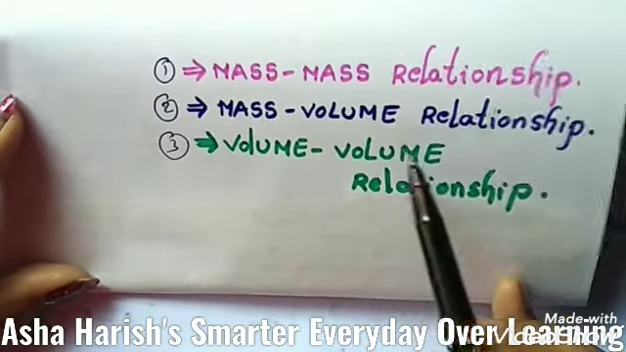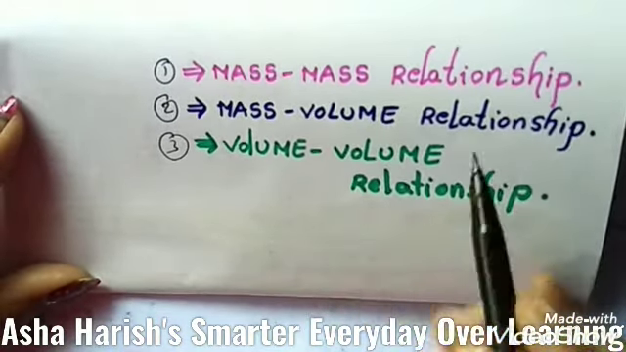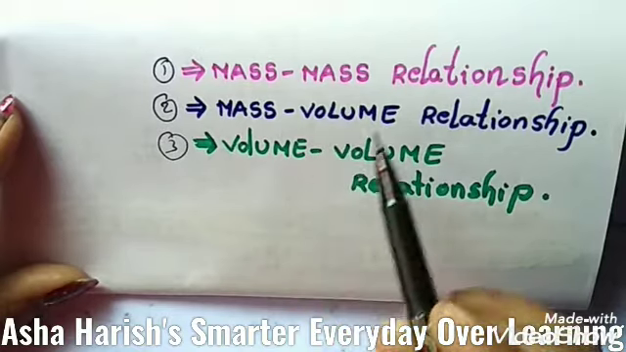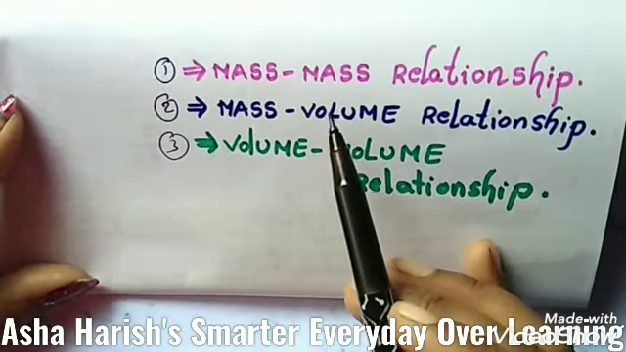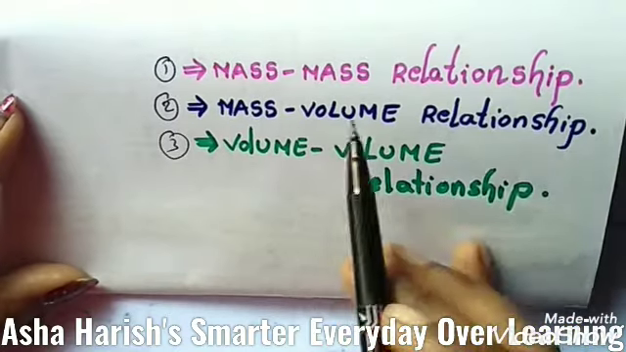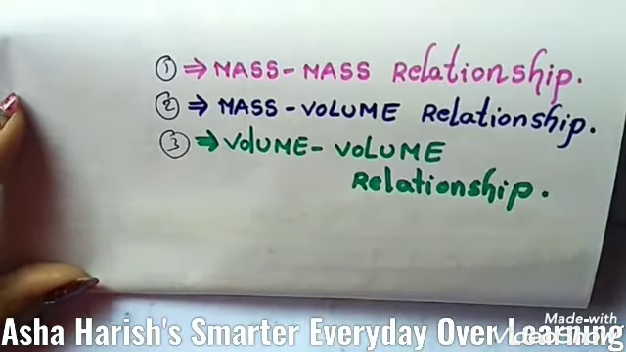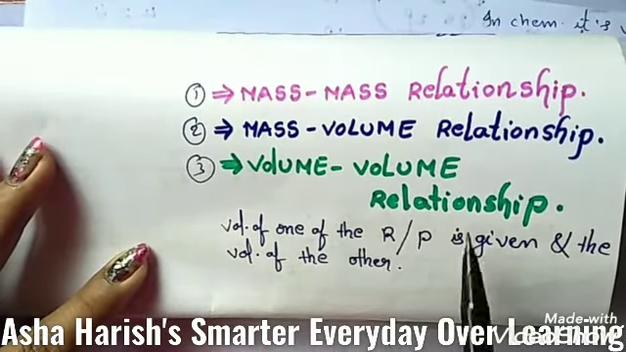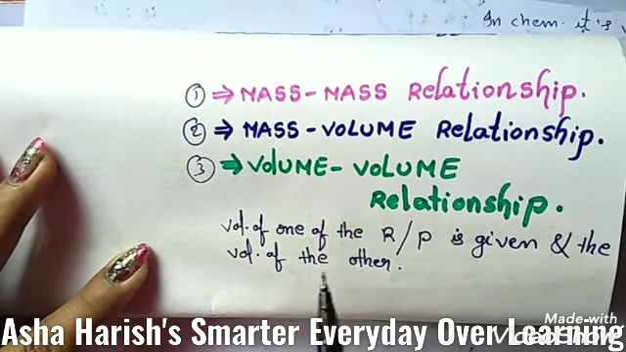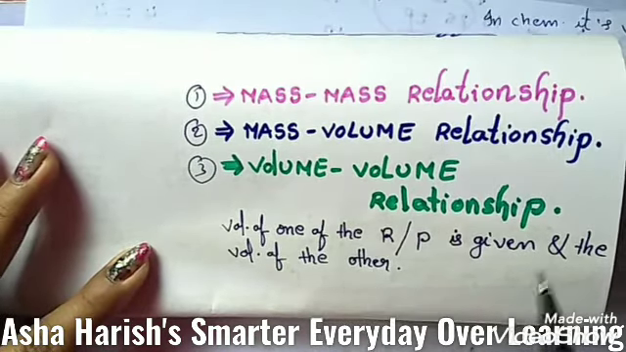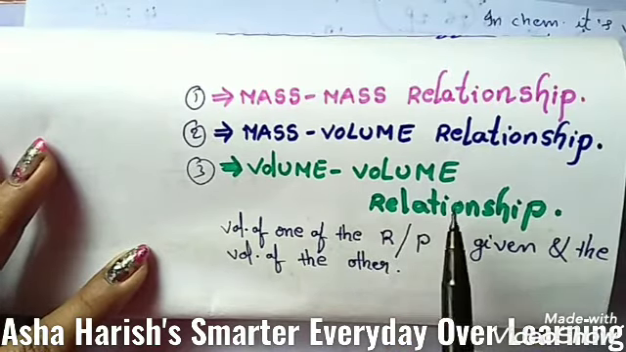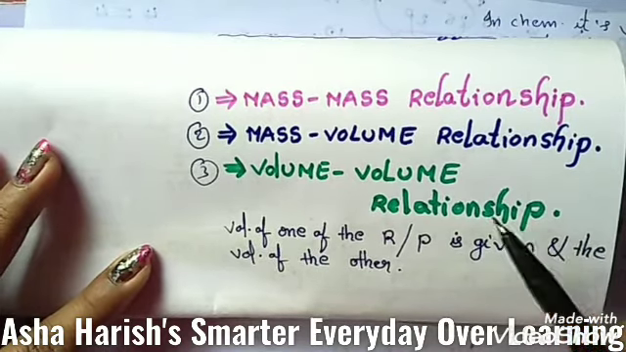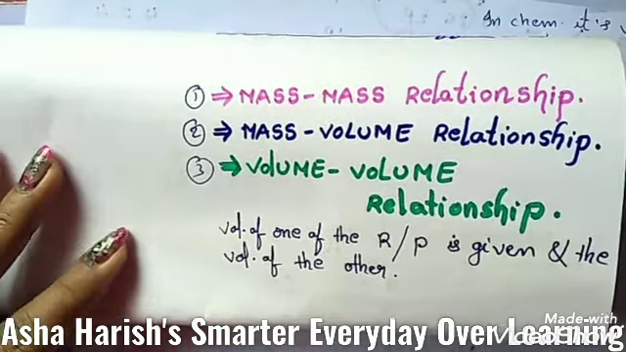Coming to the second one, mass and volume relationship. In this, the mass or volume of one of the reactants or products is given, and the volume or mass of the other is to be calculated. And coming to the third one, volume and volume relationship. In this, the volume of one of the reactants or products is given and the volume of the other is to be calculated. Okay, the general method of calculation of all the problems uses these 3 steps. Let us see one by one, by taking some examples.